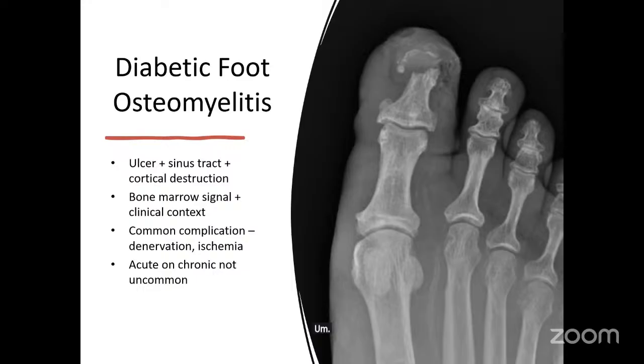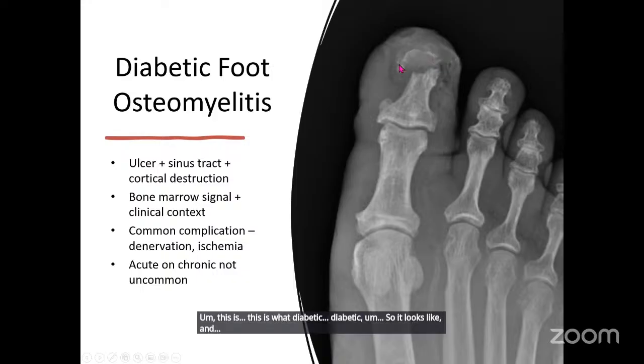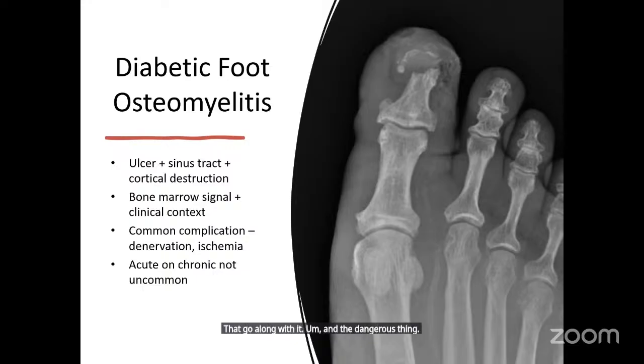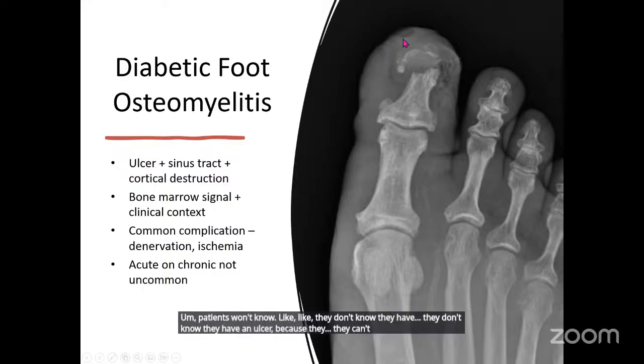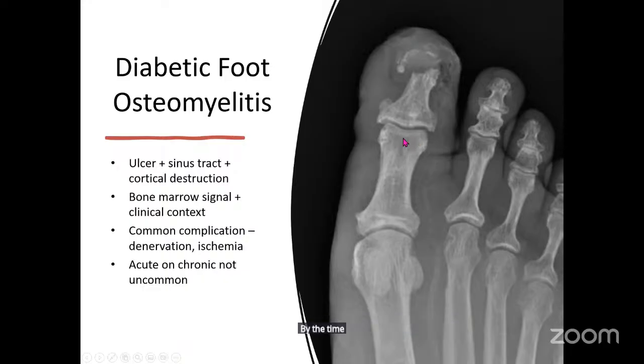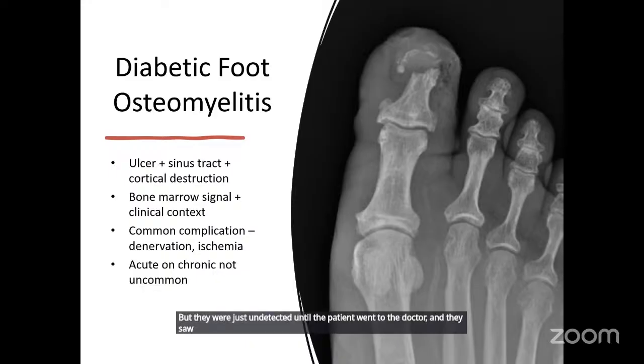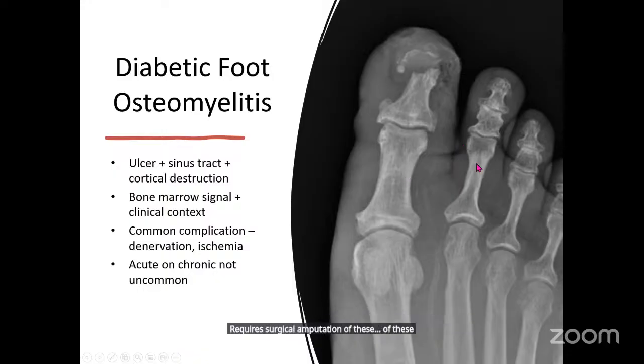This is what a diabetic toe looks like, and often they have these pathologic fractures that go along with it. And the dangerous thing, of course, is the denervation and ischemia. So a lot of times patients won't know they have an ulcer because they can't feel these toes, and so things just progress. By the time we see them in diabetic foot, sometimes they're pretty advanced because they were just undetected until the patient went to the doctor and they saw something there. So very common complication, very serious, and usually requires surgical amputation of these digits and even the forefoot in a lot of cases.